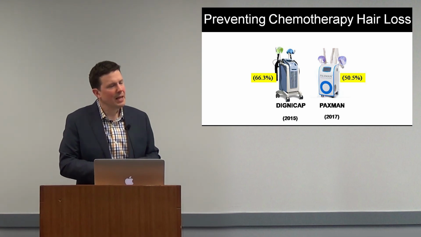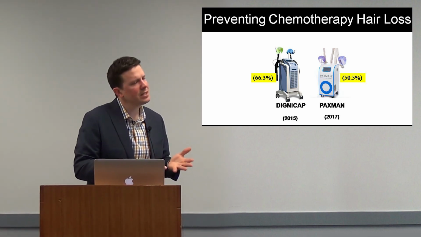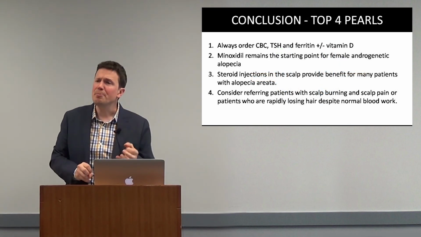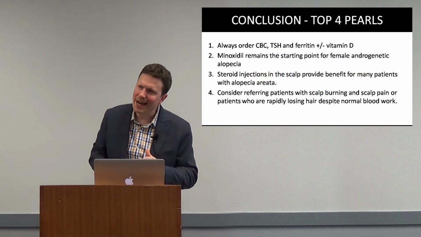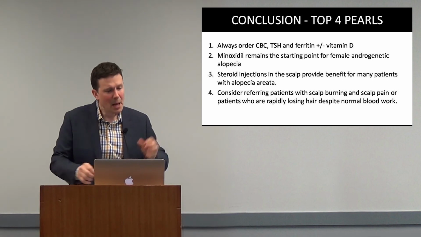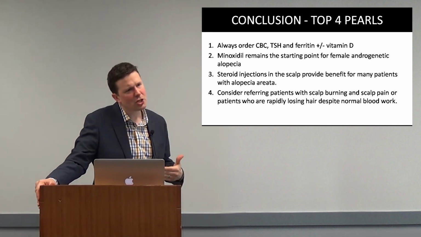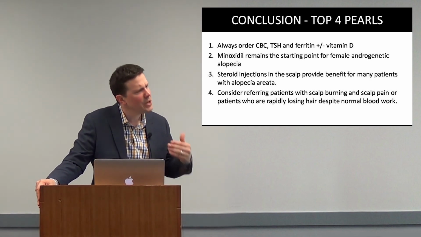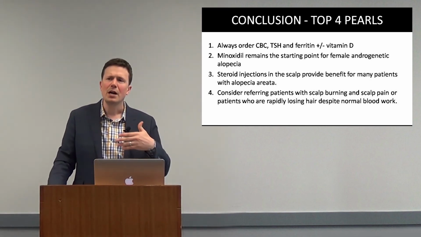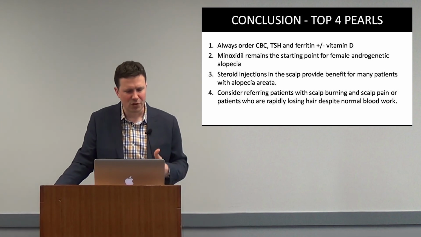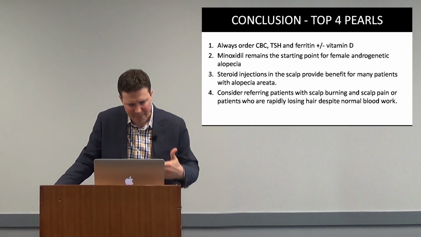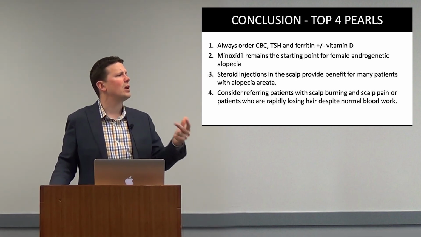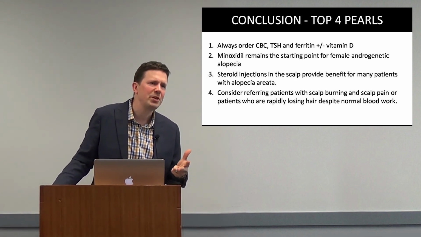In conclusion, anybody who presents with hair loss, consider please ordering CBC, TSH, ferritin, and vitamin D. Other blood tests may be relevant, but they're guided by the patient's history. Minoxidil remains the key starting point as a first-line agent for female androgenetic alopecia. Minoxidil and Finasteride are important first-line agents for androgenetic alopecia in males. Topical steroids, steroid injections, minoxidil are first-line agents for alopecia areata.